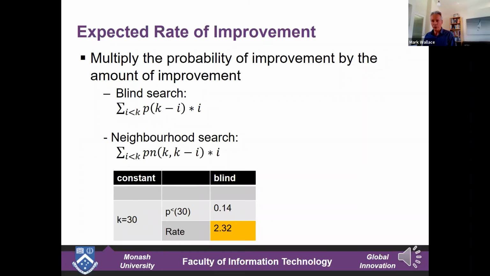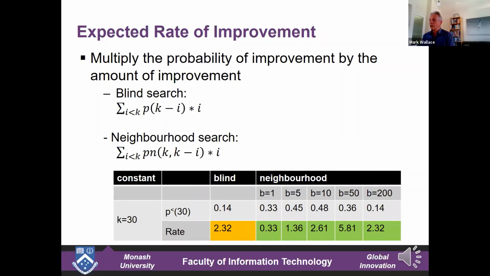blind search. So the rate of improvement is not just the probability of improvement, but the probability of improvement by a certain amount I times that improvement I. So that's the rate of improvement. So if you take k equals 30, the probability of improvement on a constant problem set is 0.14. The rate of improvement there is 2.32, so you could improve by quite a lot.